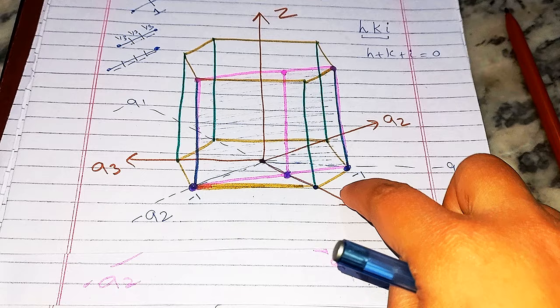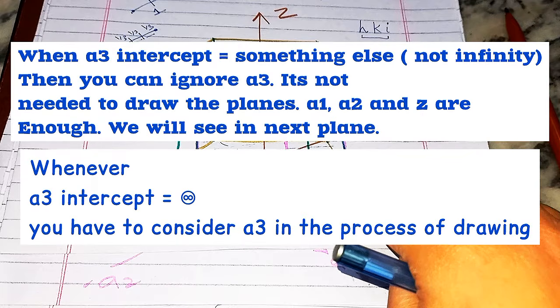So let's see the main consequences this relation brings, and it brings a kind of easiness in drawing the planes. Now let me tell you what it is. The easiness is that whenever the A3 intercept is not infinity, but some other number, then you can skip it or you can ignore A3. It is not needed to draw the plane, because we know that A1 and A2 and A3 always link together to form a straight line, so we don't need exactly A3 to draw the plane.